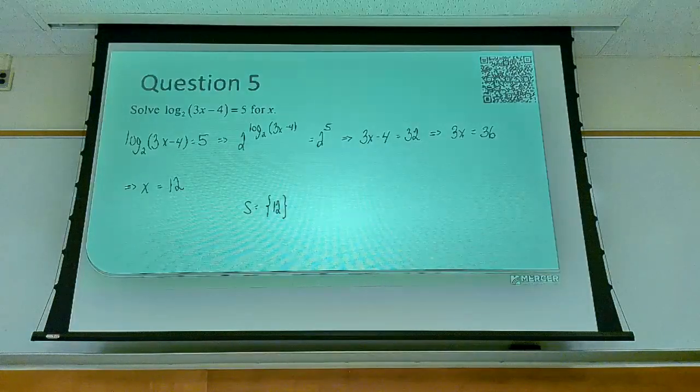There is one additional step that you must now take. Plug it back in. It doesn't really play a huge role in equations like this, because we didn't really do anything fancy. But the logarithm now is a restricted domain, right? You can't take the log of 0 or less. So what you actually have to do is just make sure 12 is actually in the domain, which it is. 3 times 12 minus 4 is not non-positive, so you're fine.